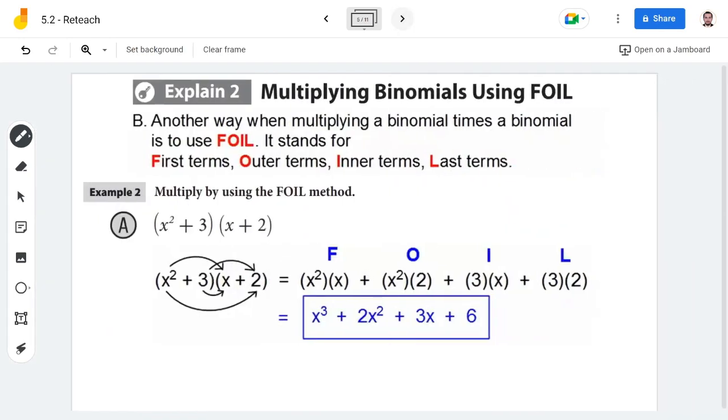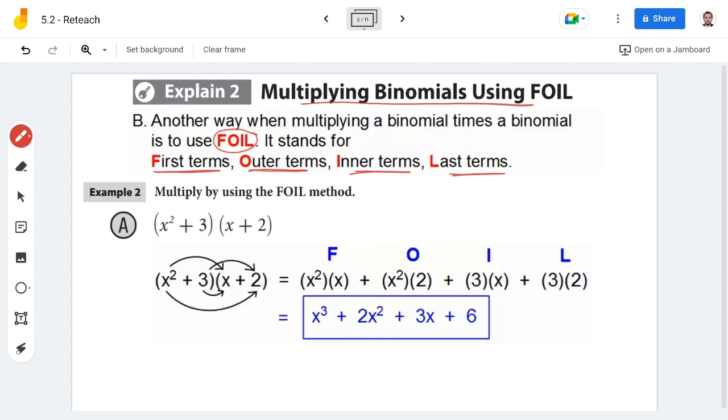Now we have the second way, which is the most famous way to multiply any polynomials, with binomials, with trinomials, with four parts, with monomials, with everything. So, multiplying binomials using FOIL. What's the meaning of FOIL? FOIL stands for first terms, outer terms, inner terms, and last terms.